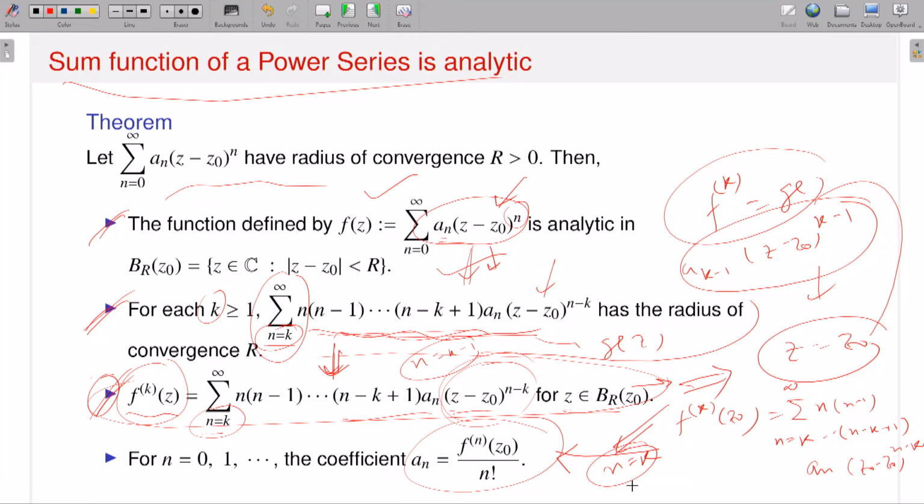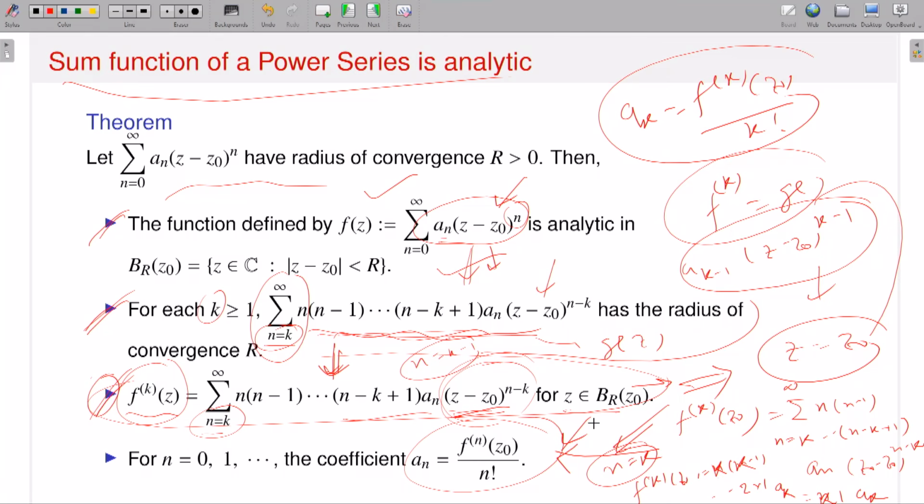And if I put n equal to k, then you will have f k of z naught, which is n times (n minus 1) up to 2 times 1, and then a k, because the other factor is 1. So that is n times (n minus 1) up to 1, which is factorial n. Since n equal to k, this is k times (k minus 1) up to 1, which means factorial k times a k. Therefore you will have a k equal to f k at the point z naught divided by factorial k, and that is the relation I am talking about.